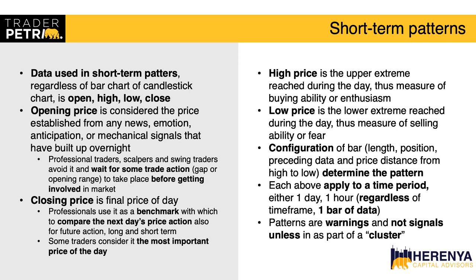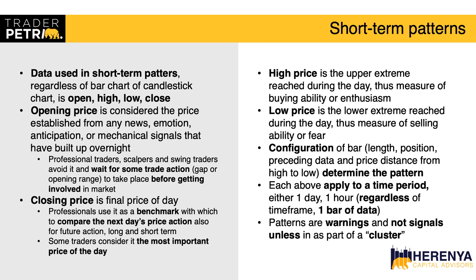The high price is the upper extreme reached during the course of the day. This is measuring the buying ability or enthusiasm in the market for that particular security. The low price is obviously the opposite. This is the low extreme reached during the day. It measures the selling ability or the fear that was present in the market for that particular security.